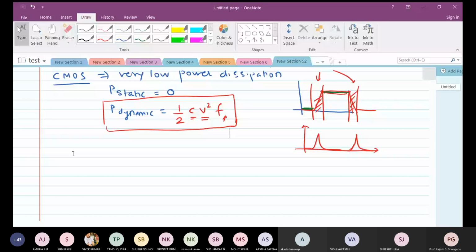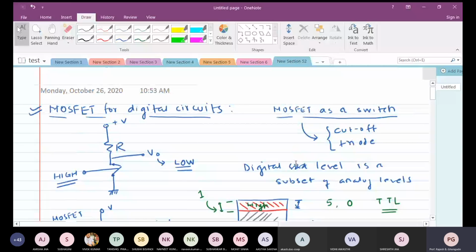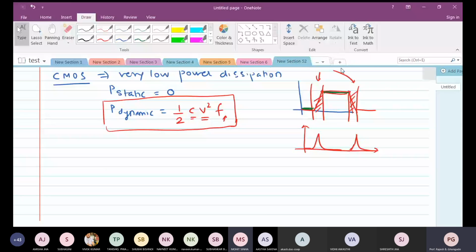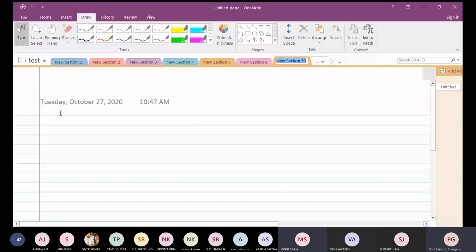Now see, I'm going to switch over to one type of problem that you may have. We are going to solve that problem in the class. So I hope there is no problem with this discussion regarding the MOSFET for digital circuits. Anyone has a problem? Is there a question from someone?